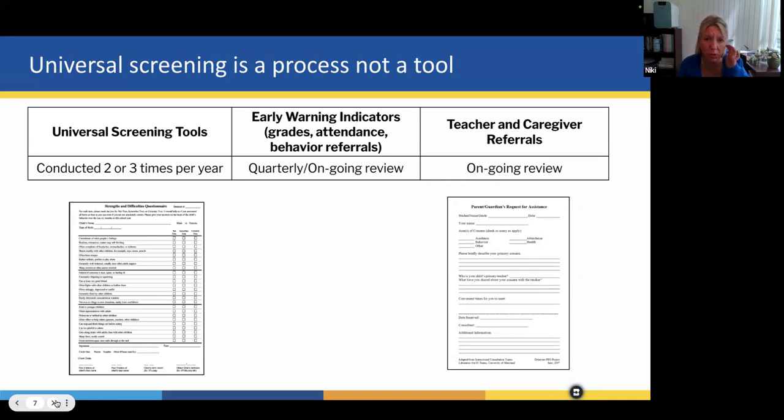But you can see there are multiple ways that we get that information in schools. What we're talking about today are these universal screening tools, but schools also rely on teacher and caregiver family referrals. They also rely on things like, we call them early warning indicators, so things like grades, attendance, and behavioral referrals as well. So we're going to talk more about the tools today.